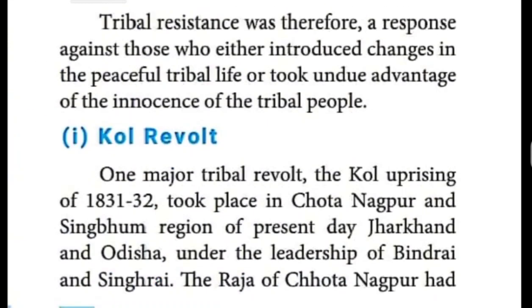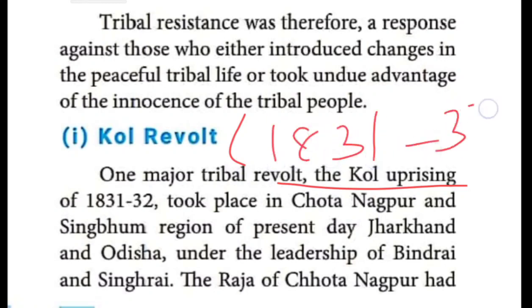The next one given, children, you can check this para. Kol revolt. The first one, the tribal people's Kol revolt, the Kol uprising, in the year 1831 to 1832. Where did it happen? In the Chota Nagpur region.